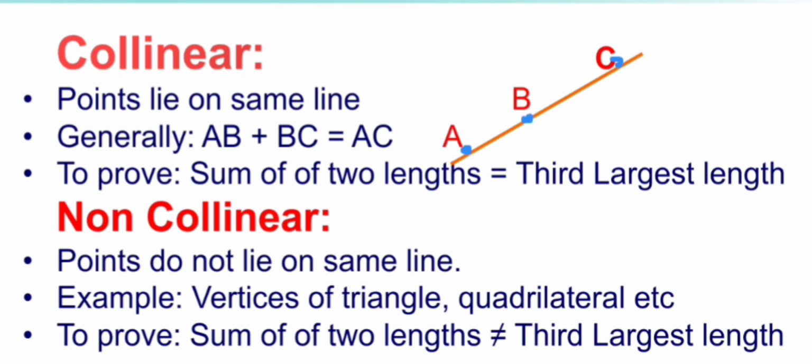If I give you an example, let's suppose AB is 2, BC is 7. So altogether AC would be 9. So we can write that 9 is equal to 2 plus 7. So generally we can write that AB plus BC is equal to AC. So how we are going to prove this in our questions?